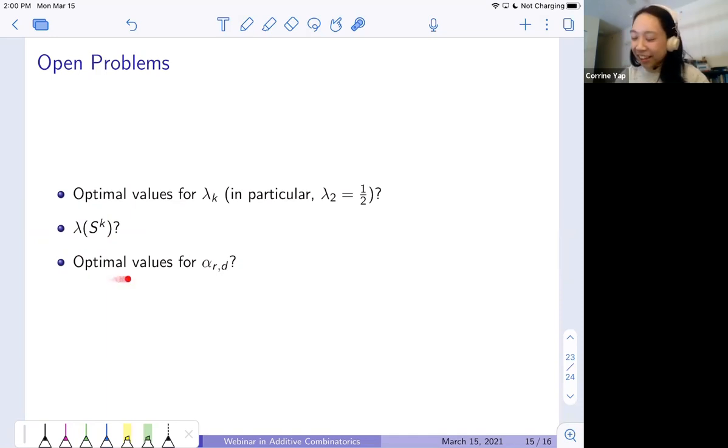And then the last open question is, forgetting about the topology and just looking at the second theorem about trace-bounded hypergraphs, are there optimal values for these so-called Turán exponents? Can we just look at the combinatorial version of the problem?